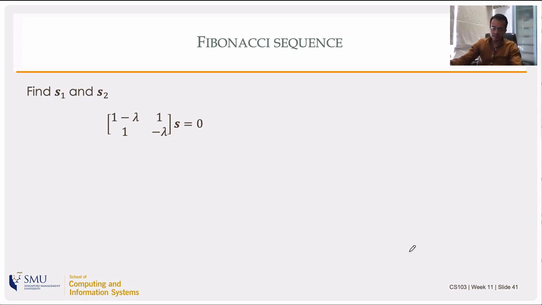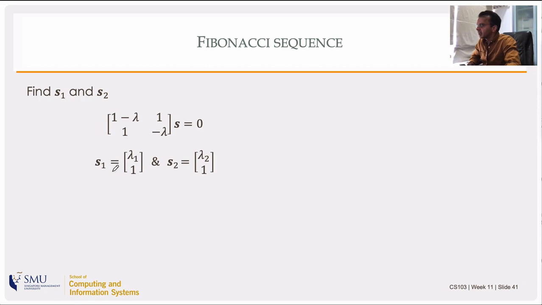Eigenvalues we already have, but we need to know the eigenvectors, and we need to express x0, our starting state vector, in terms of the eigenvectors, in the basis of eigenvectors, in the eigenbasis. We can actually see that the eigenvectors s1 is (lambda 1, 1), and s2 is (lambda 2, 1). That is easy to see.